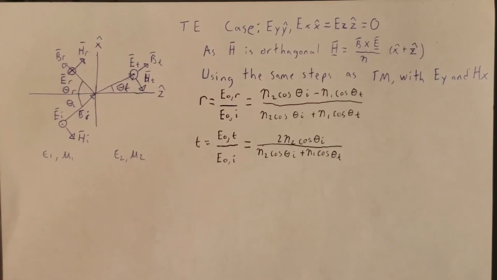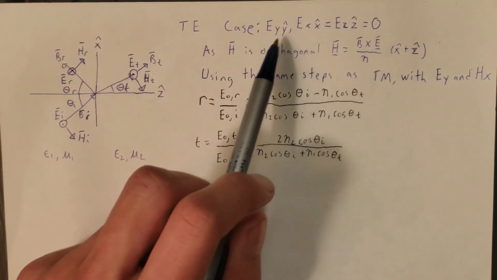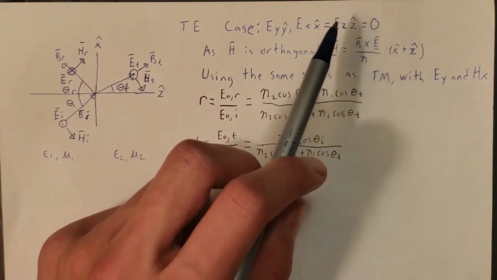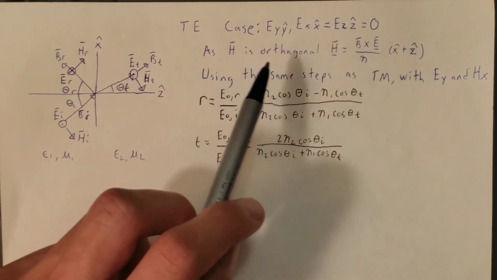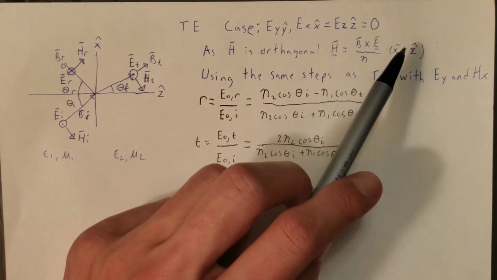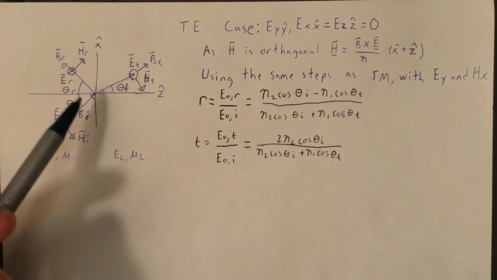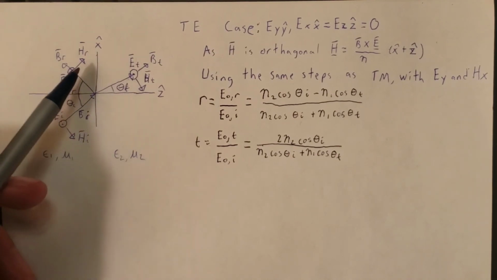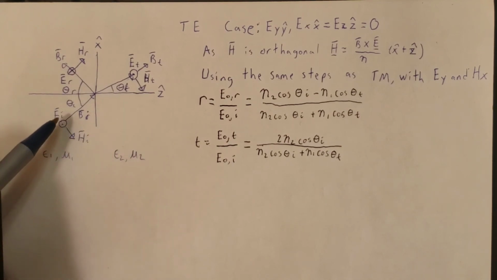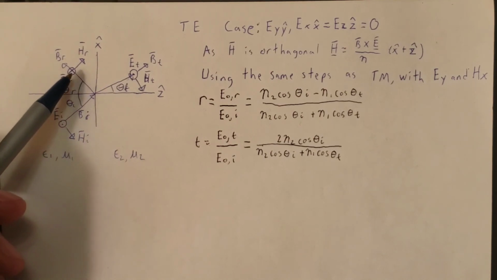Now, the difference for the transverse electric case is that instead of having no EY value, we only have a y hat value, and the electric field components for x hat and z hat are set to 0. Now, as H is orthogonal, we have H being in the x hat and z hat directions, which is opposite to the TM case. And we can see here that the H and the E fields have switched places, and we also have the E components now swapping for the reflected case.